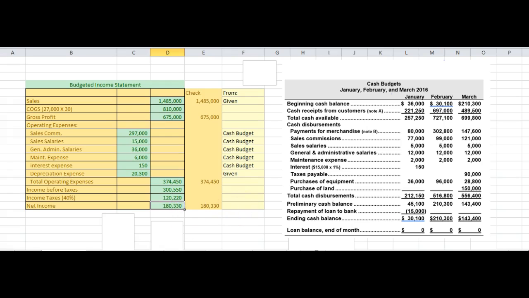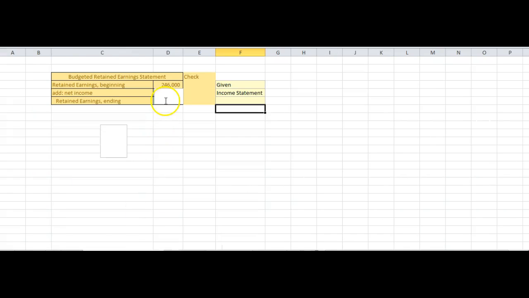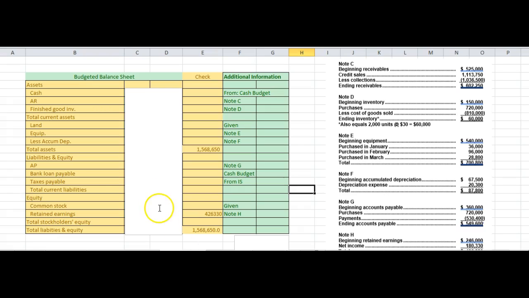So what do you do with that now? So I've got this done. Now I'm going to use my retained earnings, because I need to do a balance sheet and I need to adjust my retained earnings. I started with $246, which I gave to you. I added the net income and I come up with a new retained earnings of $426,330. That gets plugged over here, right here in retained earnings. And then the rest of this, you just follow this additional information.